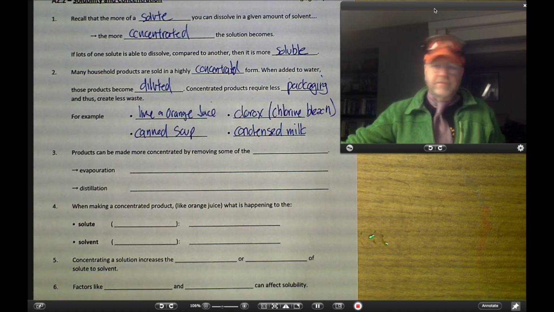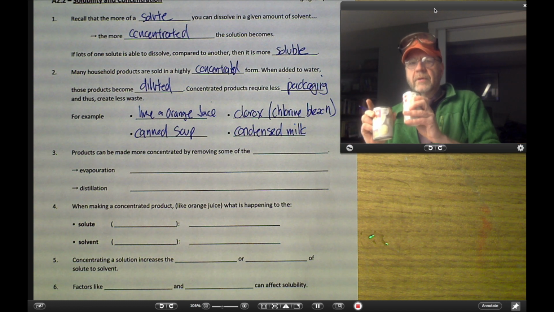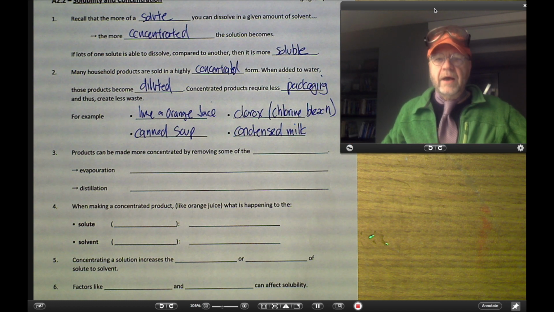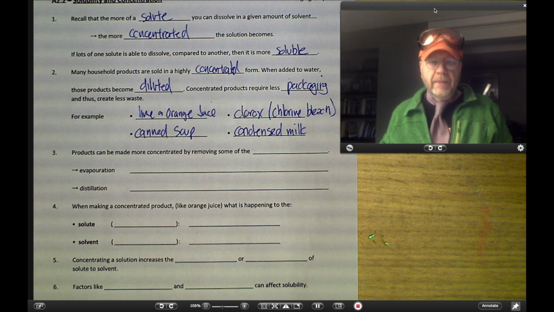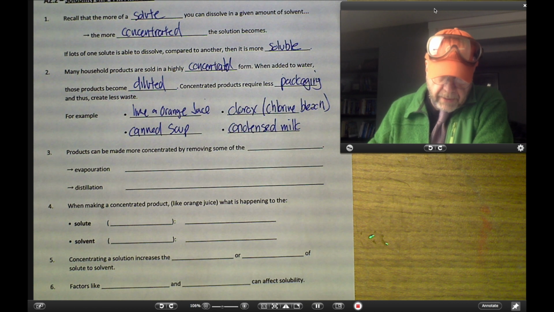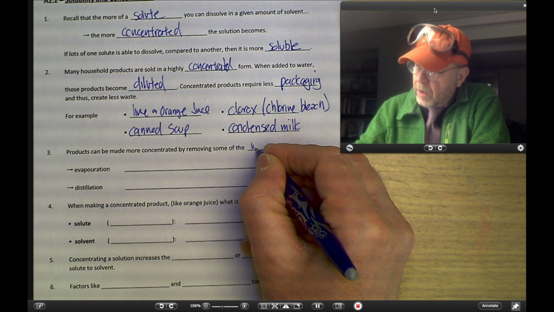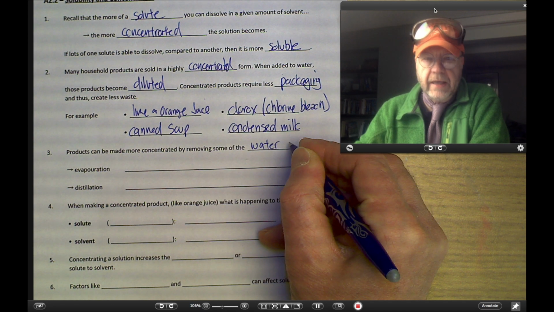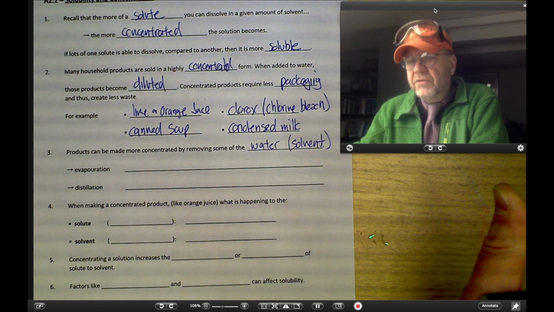So how do you make stuff like this or this? Well, you've got to take the original soup and somehow get rid of the water in the first place, right? So products can be made more concentrated by removing some of the water. Or, if you want to put it in chemical terms, the solvent. We're taking away, in most cases, water.